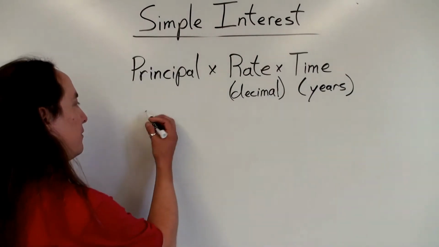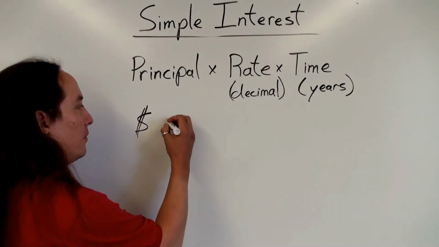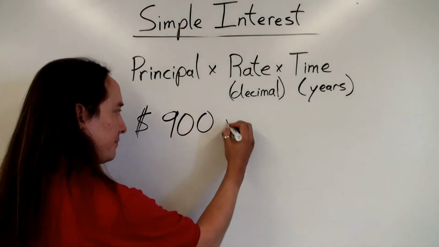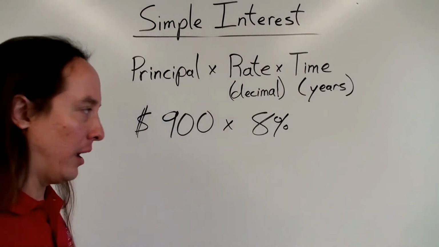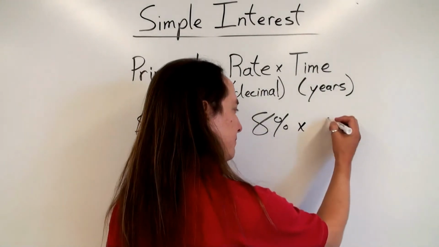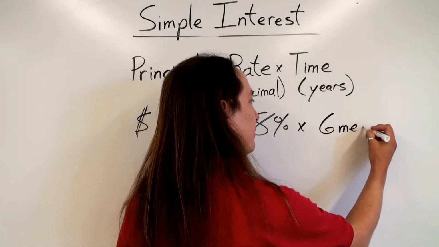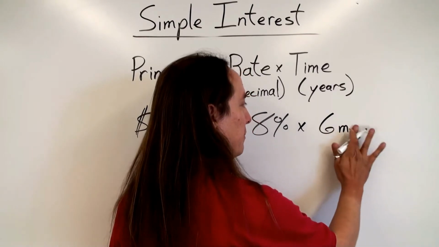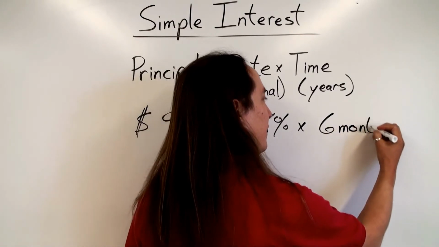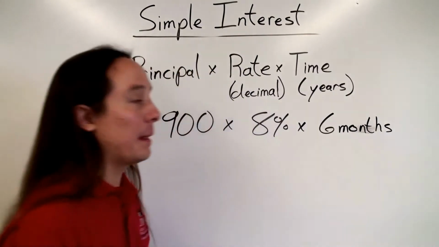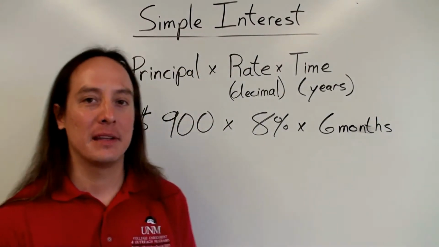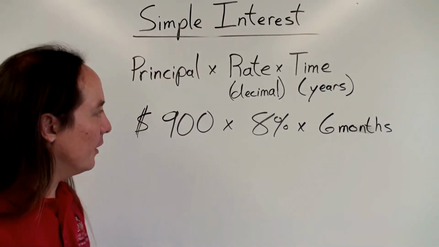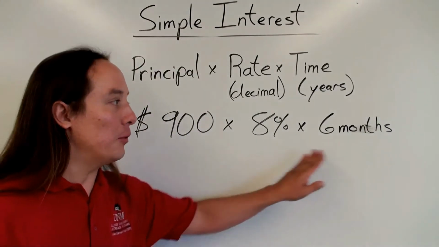All right, I'm going to put another example. Let's do another loan. Let's say this loan is $900. And they'll give us 8% interest on it. Okay, but now it's not in years. The time's not in years, it's in months. Uh-oh, 6 months. All right, so now we have to change both of these.